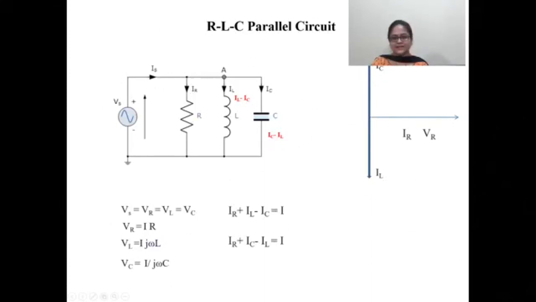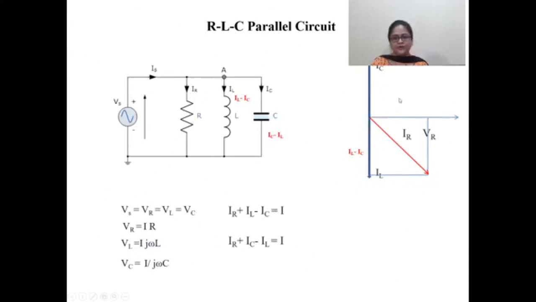And like the previous diagram, we have three different arrows for three different currents. So again, using the same technique that we had used for RLC series circuit, we'll be either taking this formula, that is IR plus IL minus IC, or this formula for drawing the phasor. So here this line represents IL minus IC. That means the current across the inductor branch is denoted by IL minus IC. The current across the capacitor branch is denoted by IC minus IL. So this will be represented by IC minus IL.